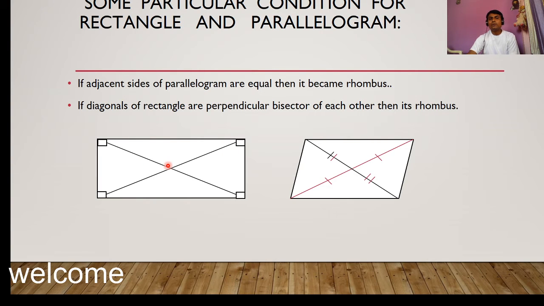If the diagonals of a rectangle are perpendicular bisectors of each other, then it also behaves as a rhombus. How? The diagonals of a rectangle already bisect each other and they are congruent. And if they are making a right angle, then all four sides become equal. That's why all four triangles formed by these diagonals are equal, and that's why this rectangle becomes a rhombus.